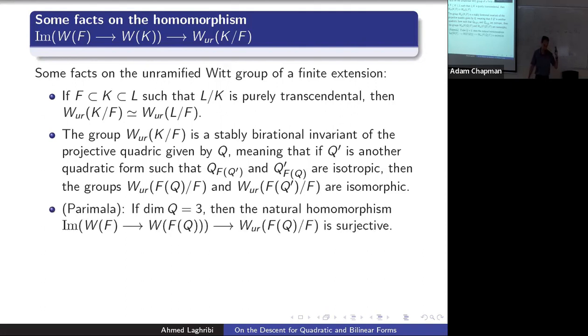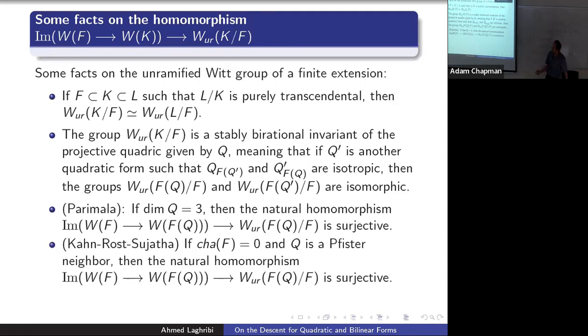And we have a very well-known result of Parimala. When the dimension of Q is 3, this homomorphism is surjective. And we have something more general than this result, but unfortunately only in characteristic 0. Suppose that the characteristic of F is 0, and Q is a Pfister neighbor. For those who don't know Pfister neighbors, just imagine a Pfister form, it is the same. Then this homomorphism is surjective. Absolutely, because dimension three is always a Pfister neighbor. And this is just characteristic zero because they applied some arguments due to Voevodsky, which are valid only in characteristic zero.